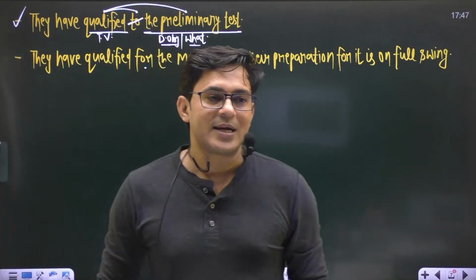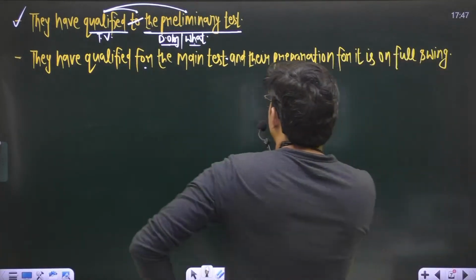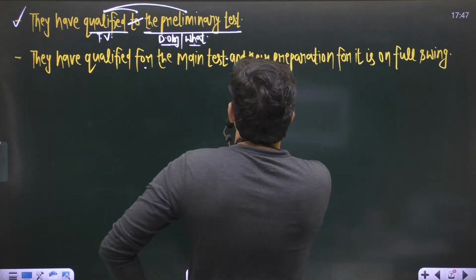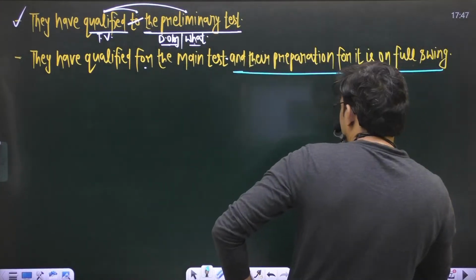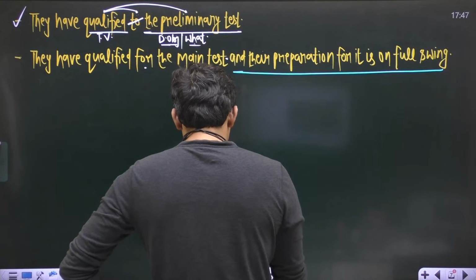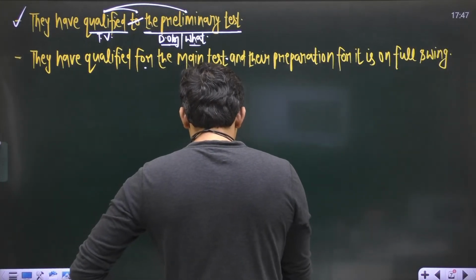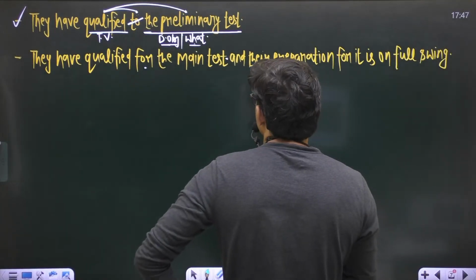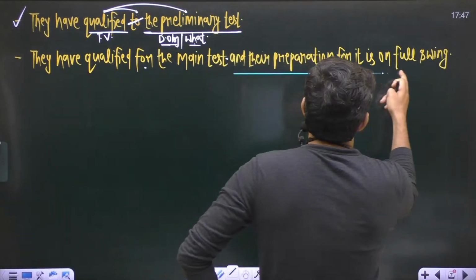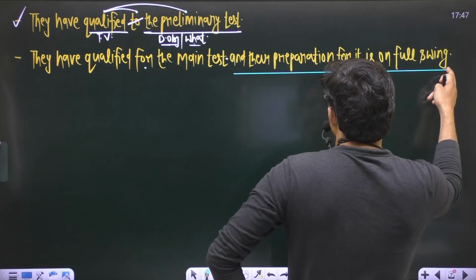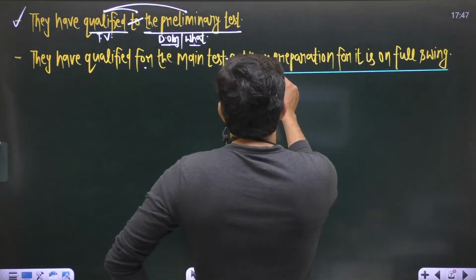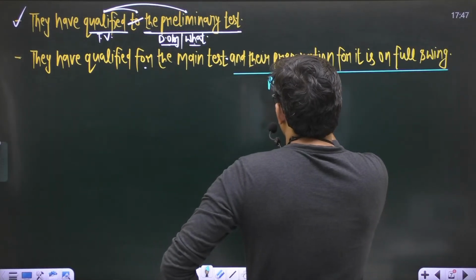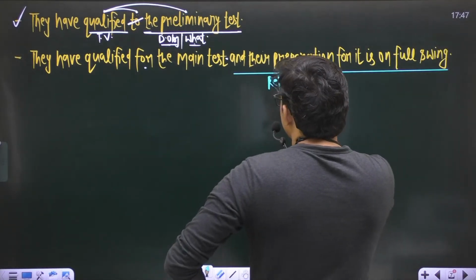But in the second sentence you are getting a reference, and the reference is, and their preparation for it is on full swing. This is the reference, you can say. This is the identity, you can say. This is the reference, or this is the identity, right? Or this is the clue.